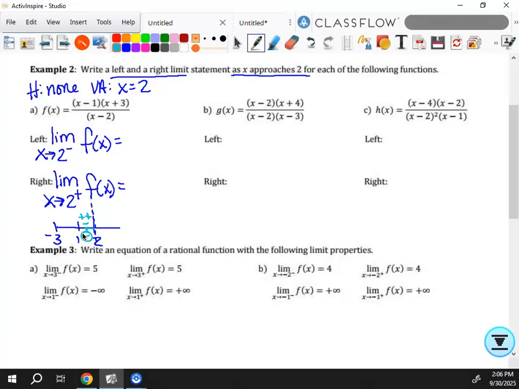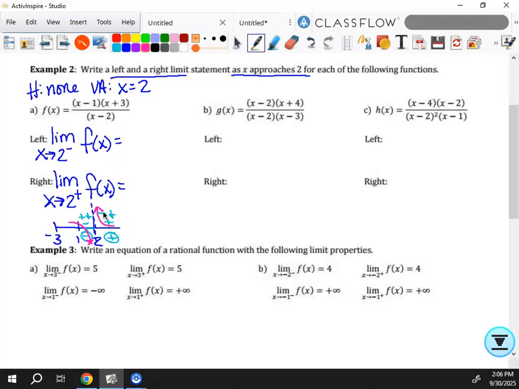Then on the right, it's a free-for-all, so I can use 3. It's fine. 3 minus 1 is positive, positive, positive. That's positive overall. So what that tells me is as I approach 2 from the left, I'm heading to negative infinity. As I approach 2 from the right, I'm heading to infinity.